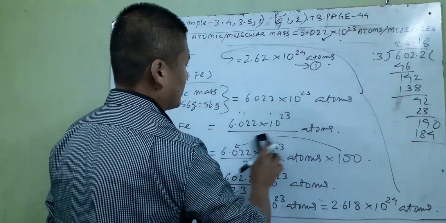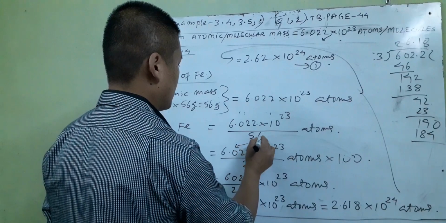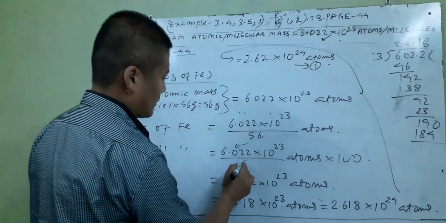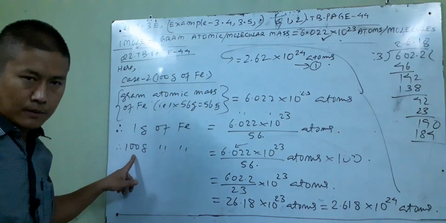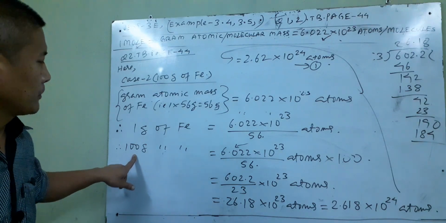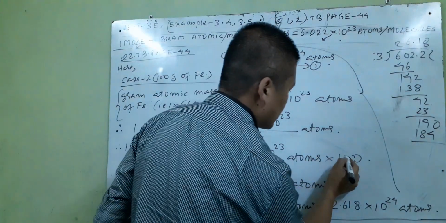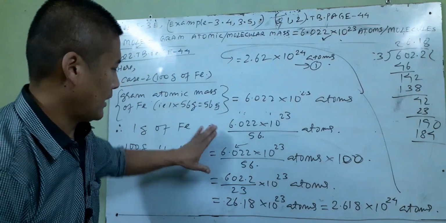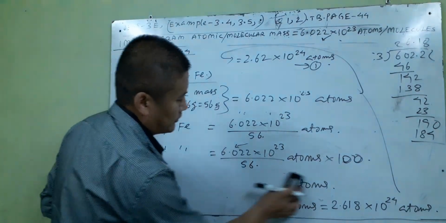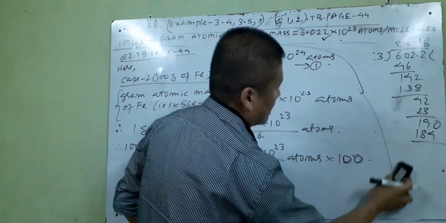So you write your iron instead of that one. Divided by, now instead of 23, it will be 56. And then here will be 56. But they are asking for the same gram, 100 grams. Look into the question. So you'll multiply by the same number, 100. Now, right up to here, okay? I'm waiting for you. I'll pause the video for you.